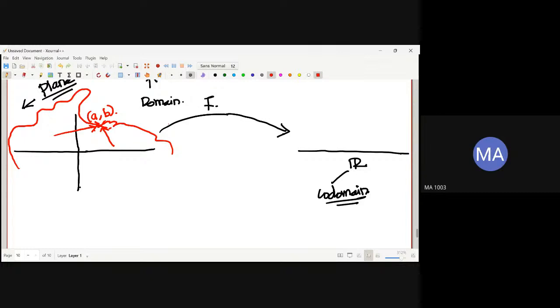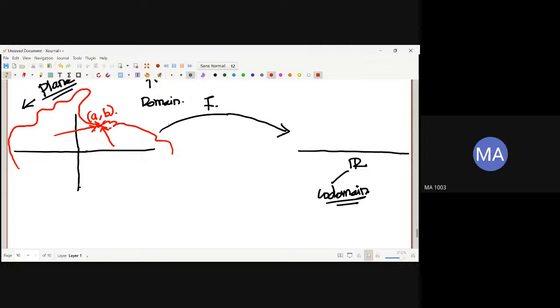And what I have to ensure is that it doesn't matter in which direction I am coming to a b. So when can I say that the limit of f at a b exists?